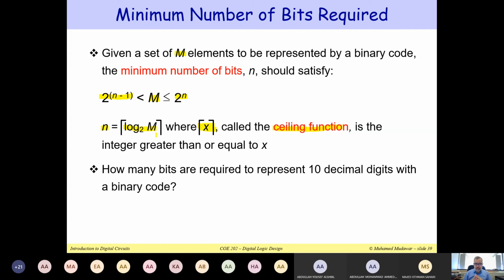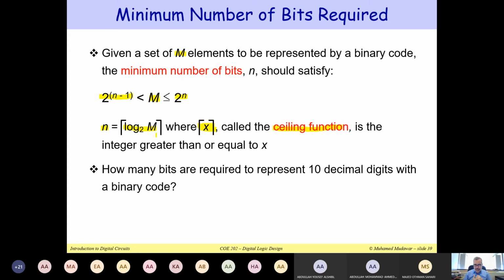Let me ask you this question. If I have 10 decimal digits and I would like to assign to them a binary code, so let us do the encoding for the 10 decimal digits. How many bits do I need to represent 10 decimal digits in binary? 4. Yes, I cannot do it with 3, because 2 to the power 3 will be 8, but I have 10. So therefore, I have to go to 4 bits.